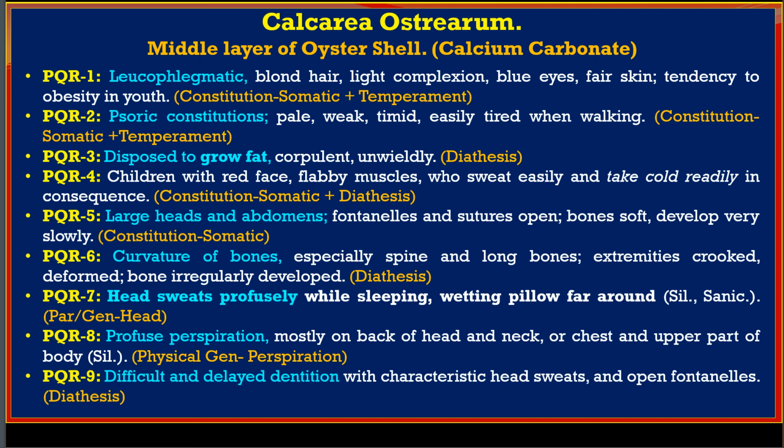PQR 9 tells us difficult and delayed dentition, with characteristic head sweats and open fontanelles. So he is talking about the primary dentition. During dentition, delayed dentition is taking place, and other features concomitantly present here, head sweating and open fontanelles, tell us about the diathesis of Calcarea carb in terms of bony development, and this diathesis points indirectly to rickets also.